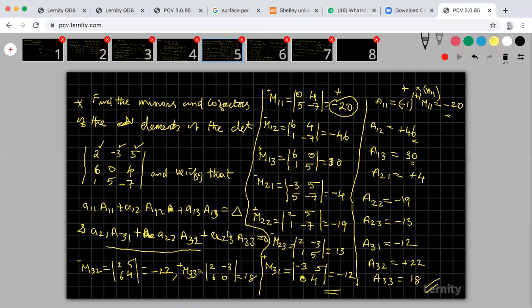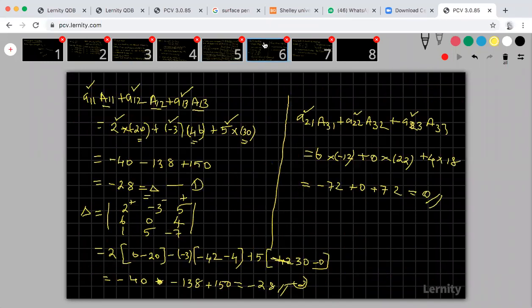Similarly, I will prove the second result is 0. What is the second result? The corresponding second row elements multiplied by third row cofactors. Look at that. The second row elements multiplied by third row cofactors, I will get the answer 0. I'm going to prove that. See that. How to prove that?